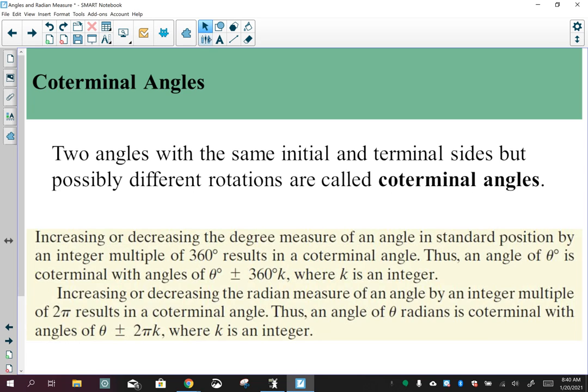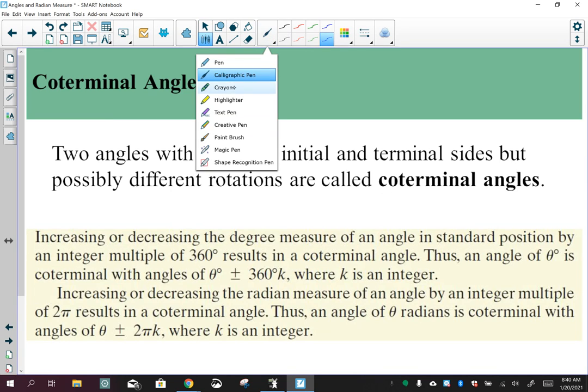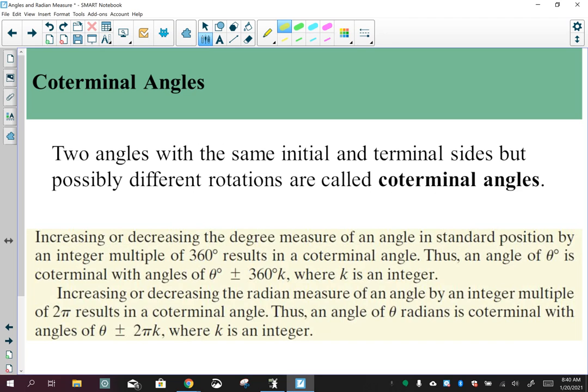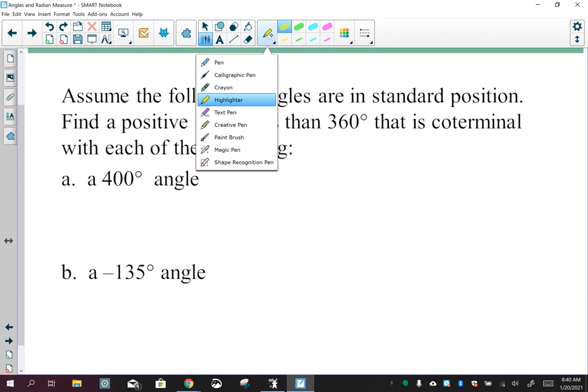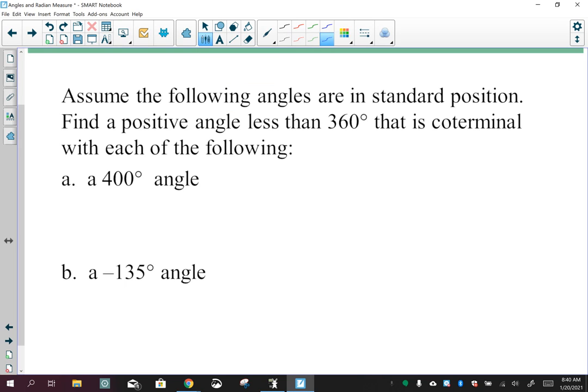When we talk about coterminals, in terms of radians and degrees, you take your theta and either add or subtract 360 degrees, however many times you go around, if you're talking about degrees, or you add or subtract 2 pi, depending on what they give you. All right, so we are going to assume that these are in standard position. I need to find a positive angle less than 360. So we're going to start off with the 400 degrees.